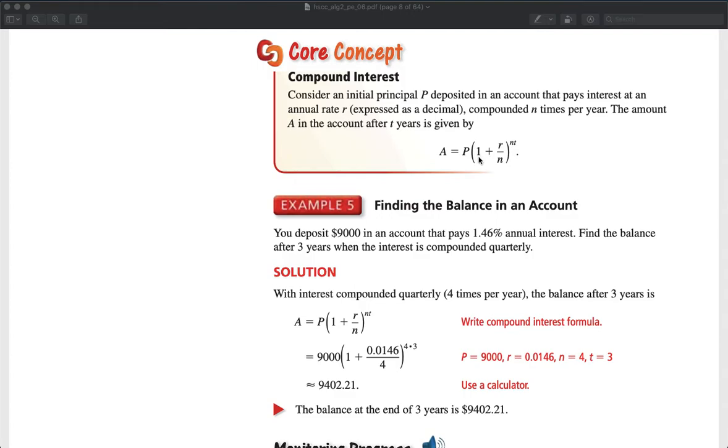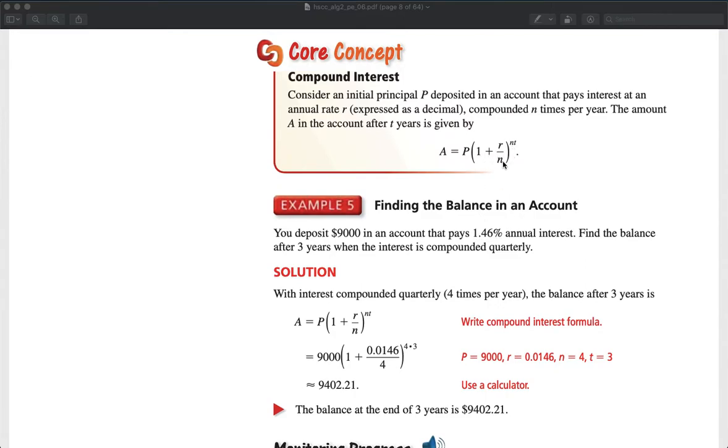Then we have the formula: one plus r. R stands for the annual interest rate, and the interest rate is expressed as a decimal. So you do need to change a percentage into a decimal if they give you a percentage.